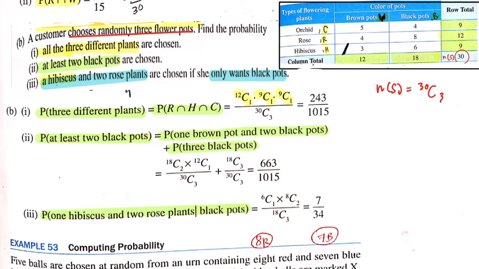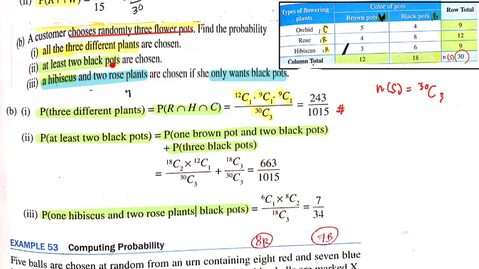So again, 9C1. Multiply all of them because we are using multiplication rule. This is independent event. That's why we just multiply all. So divide it by number of sample space that we just calculated just now, 30C3. Use your calculator. You'll get the final answer. Let's see for part 2.